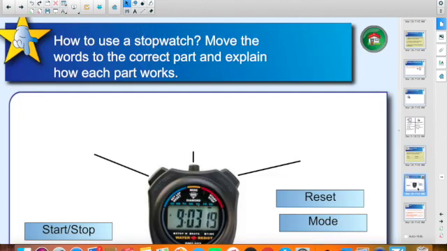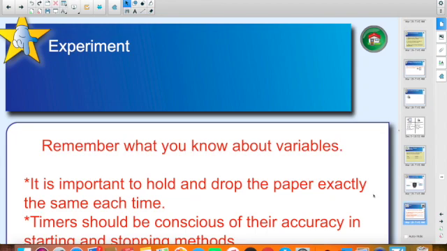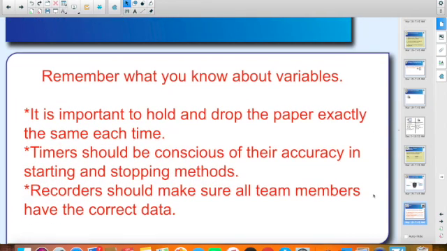All right. And then here, this is a little bit of how to use a stopwatch. You can use anything. You can use your phone. You can use an iPad. Just any kind of timer that does seconds is the big thing, and that you can access relatively quick. So that means you've got to be able to push start and stop really quick. Okay? These are the instructions for the experiment that we're going to do.